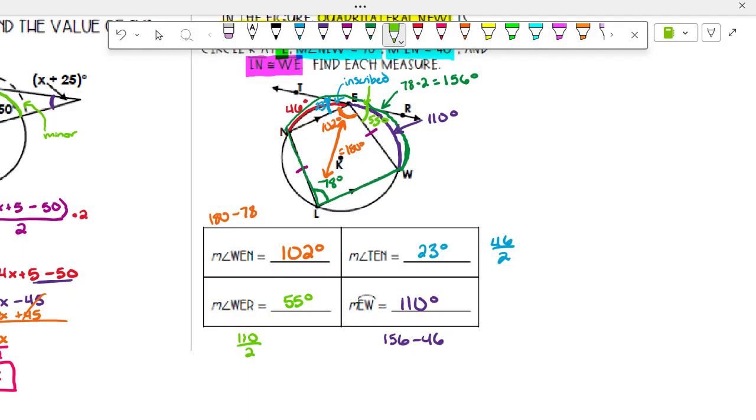Does everyone understand how to find these angles and everything? So I know it's a lot. We'll do some more practice with this either tomorrow or Monday. I haven't really decided what I'm doing for the half day tomorrow.